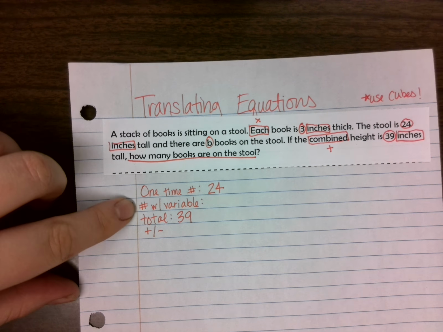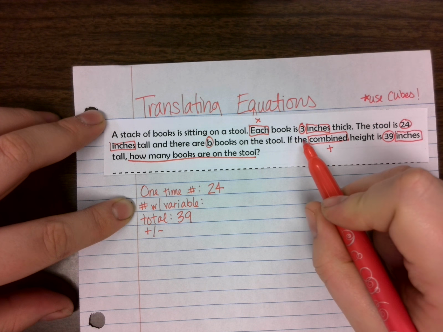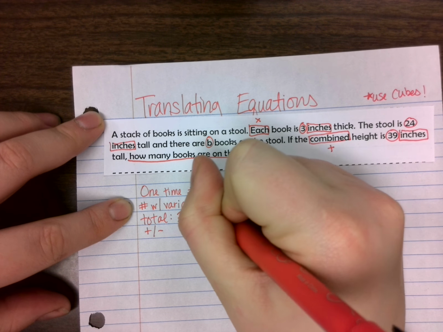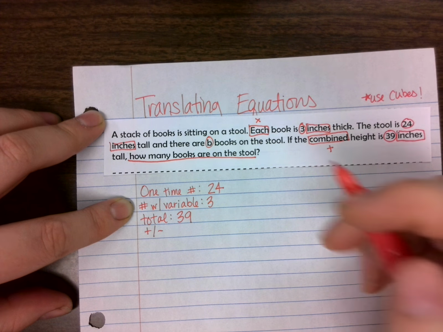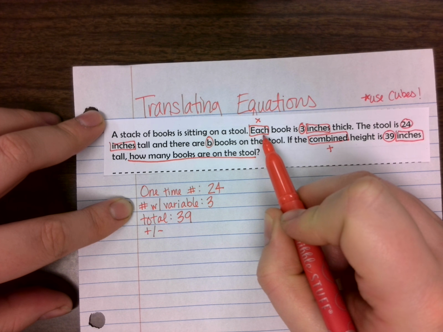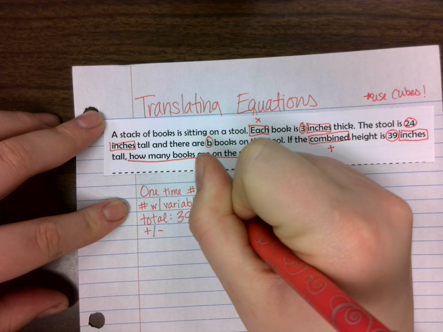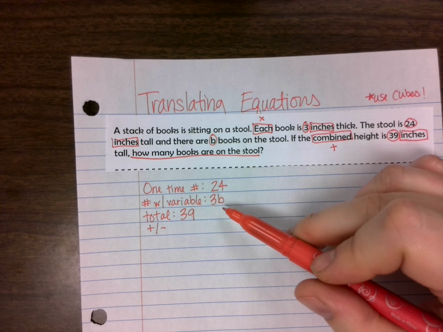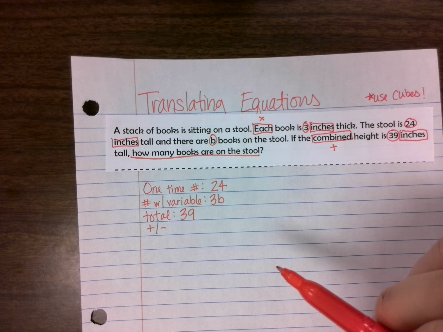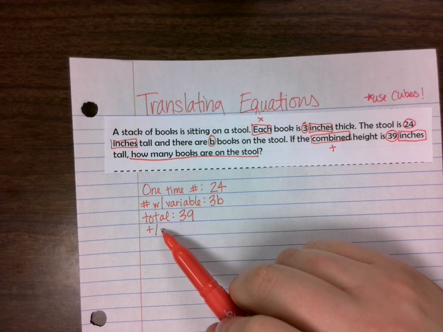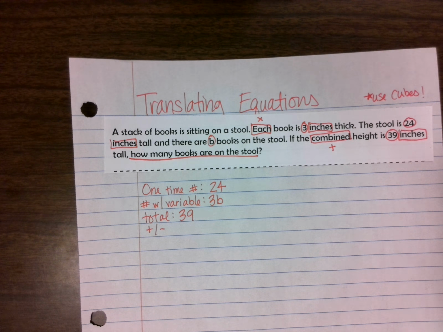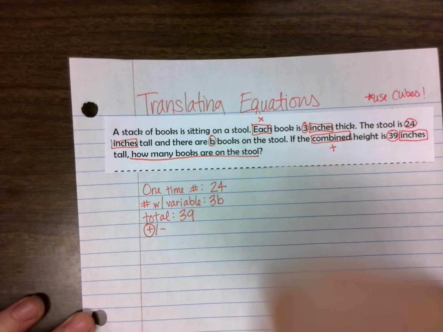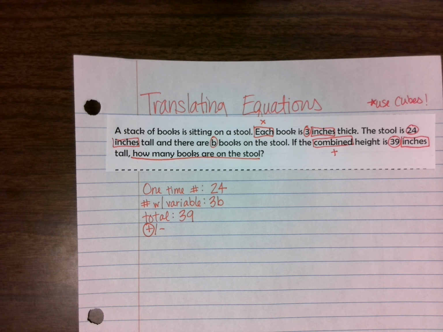So that leaves what number to be with our variable? 3. And like we said, that word each means that we're going to be multiplying that number with that variable. So we have 24, 3b, and 39. And then we're going to add or subtract in this problem. That's right, we're adding because it says combined height.